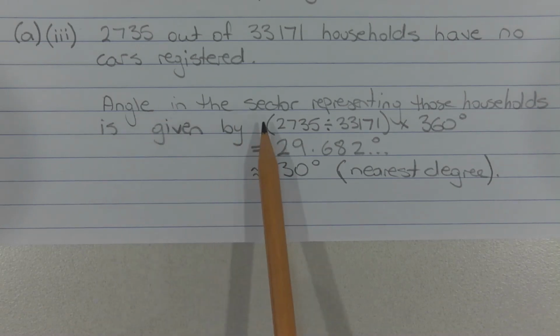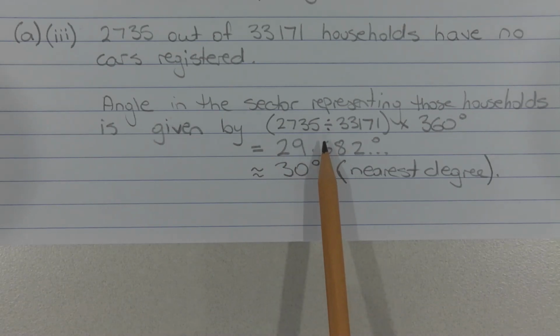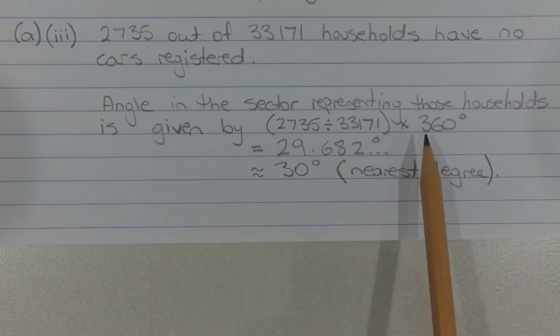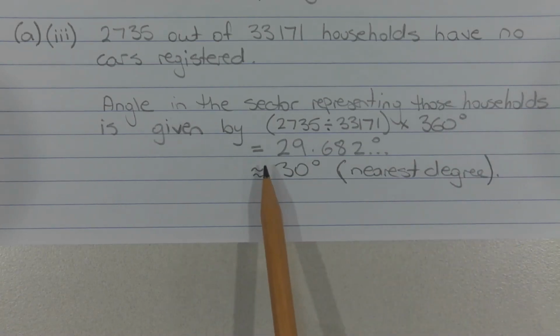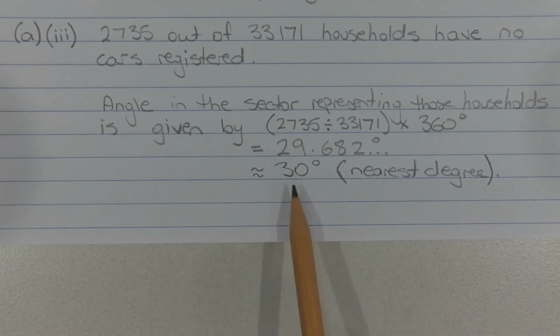So the angle in the sector representing those households is given by 2,735 divided by 33,171 multiplied by 360 degrees, which is equal to 29.682 and so on degrees, which rounds to approximately 30 degrees, correct to the nearest degree.